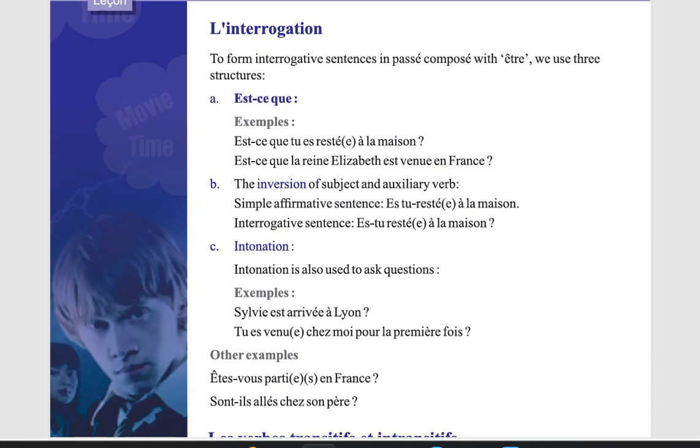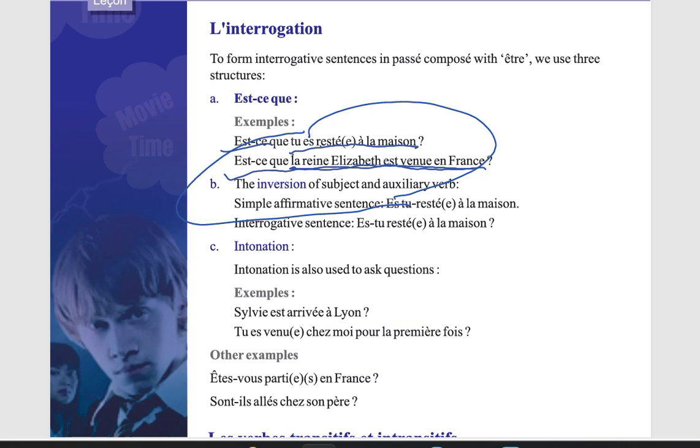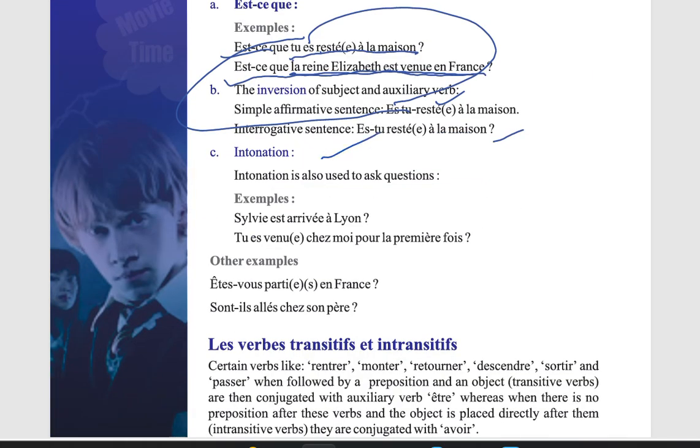L'interrogation, it is the same. For the simple sentence, use est-ce que. Est-ce que tu es resté à la maison? Est-ce que la reine Elisabeth est venue en France? This is the simple sentence: La reine Elisabeth est venue en France. Just put est-ce que to make it a question. Inversion method you already know. Like tu es resté. Here what will come? Es will come first and the subject after that. Es-tu resté. So if tu is female, then double e. If male, then single e. Es-tu resté à la maison? Right? That is the interrogative sentence. Intonation, you know, just the way you speak.